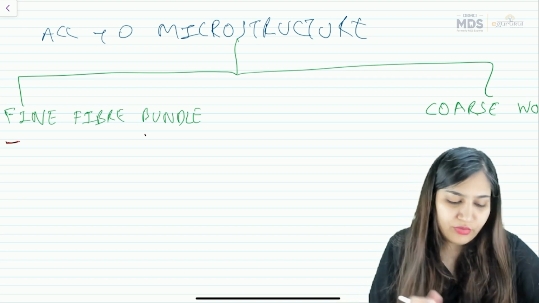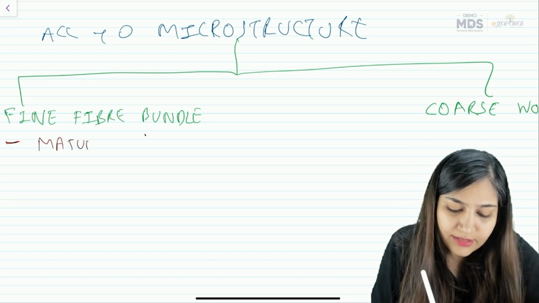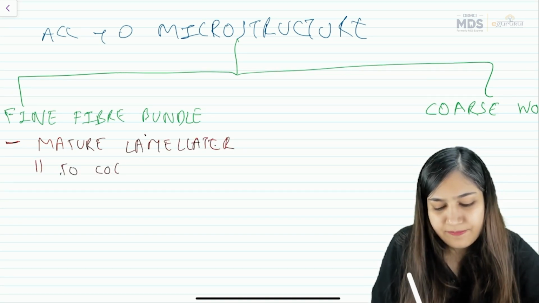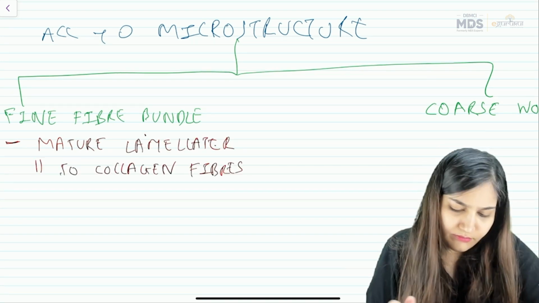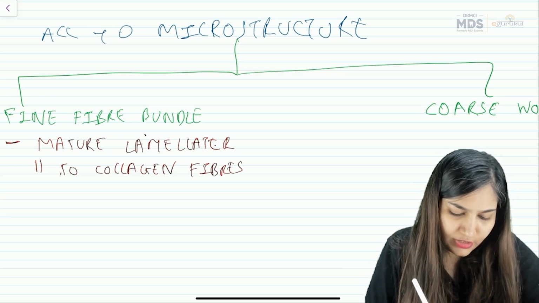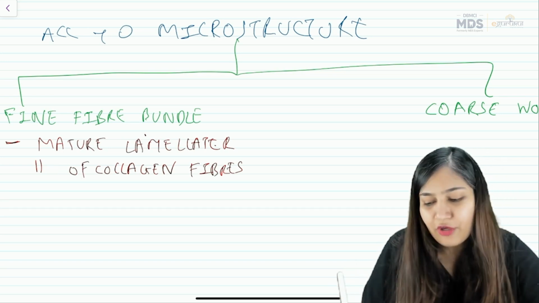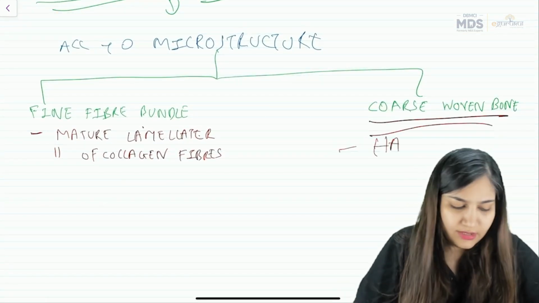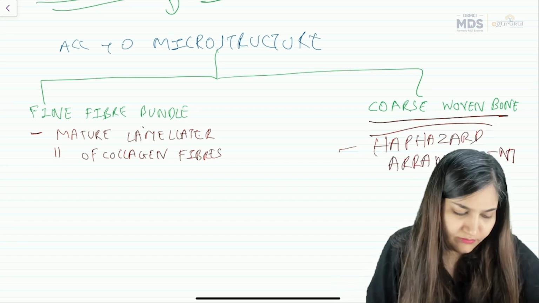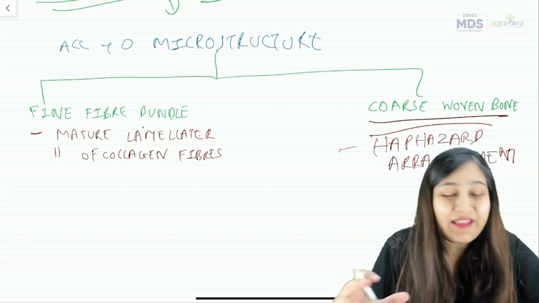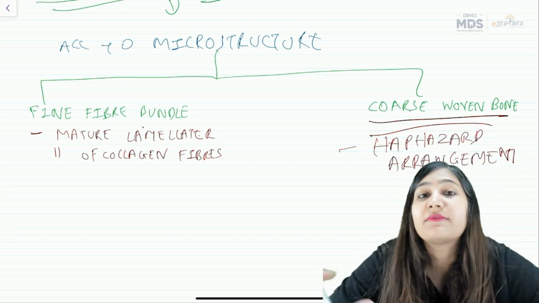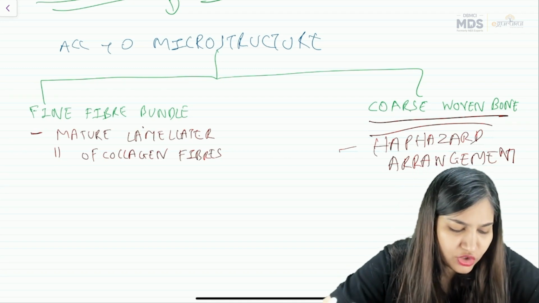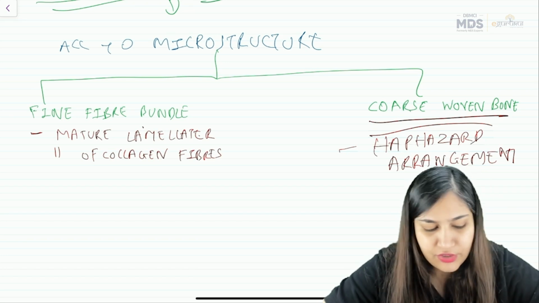It is mature lamellated bone, with a parallel arrangement of collagen fibers. Coarse woven, from the word itself we can say there is a haphazard arrangement of collagen fibers. Rapid laydown of bone. New bone is formed over the pre-existing bone. New collagen fibers are formed by osteoblasts over the pre-existing connective tissue.